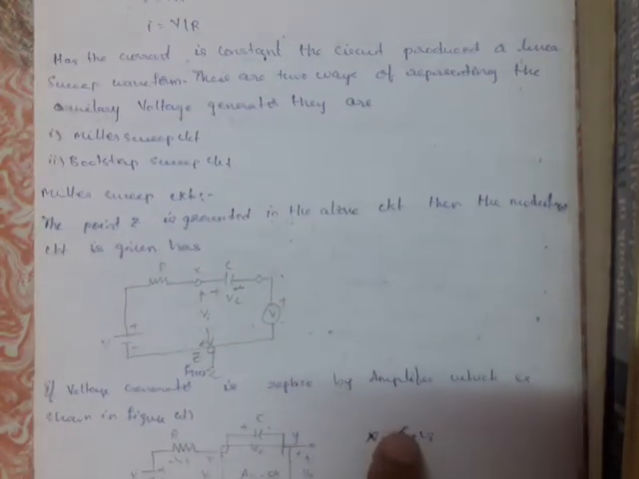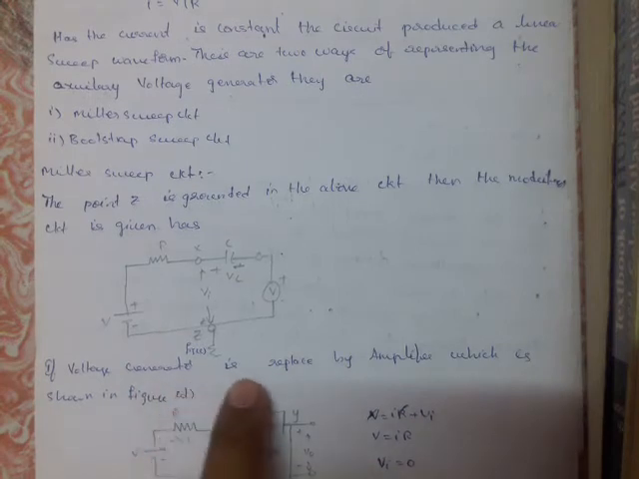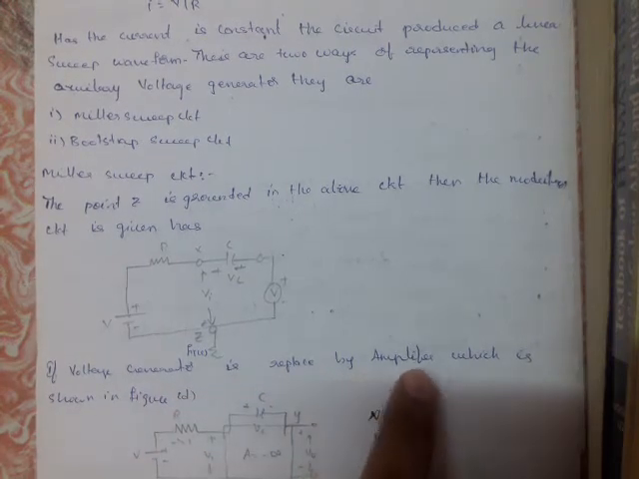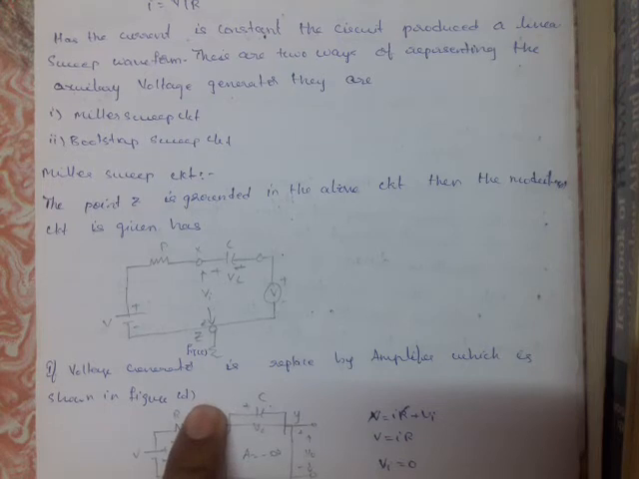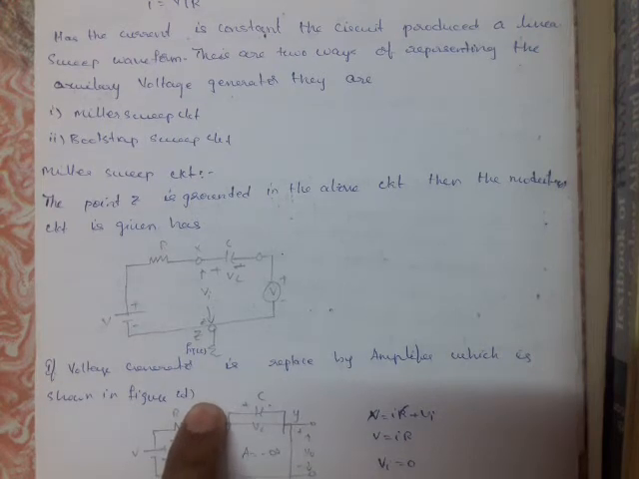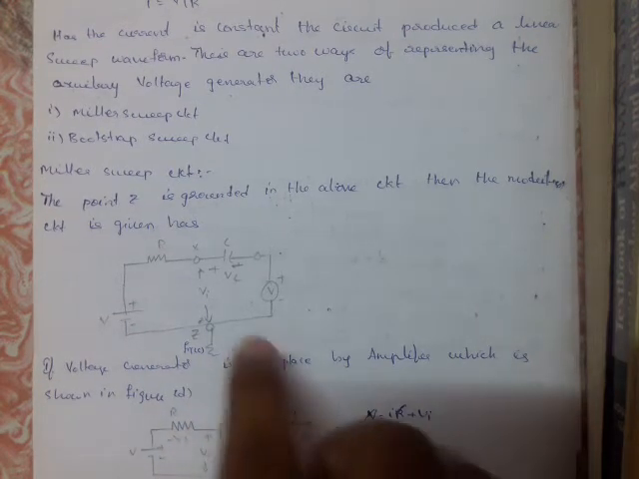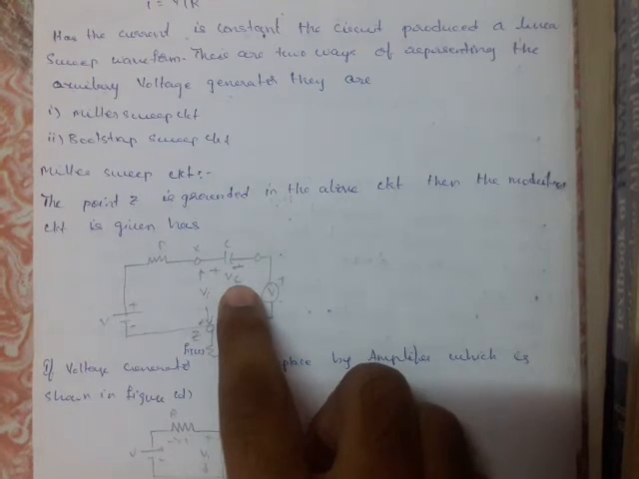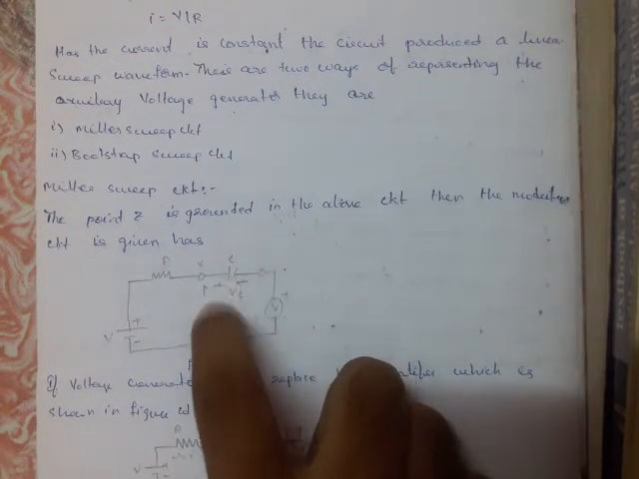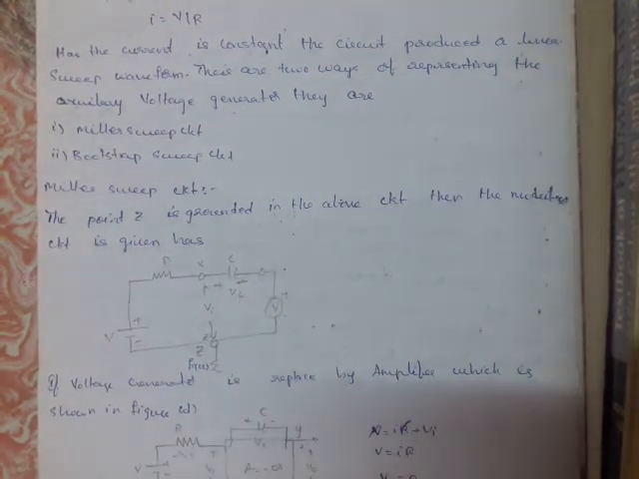Okay, and next thing is the voltage generator is replaced by the amplifier, which is shown in figure D. What is the voltage generator? Voltage generator means I am taking at the capacitor, that is VC. This total term will be replaced with the help of the amplifier. Which type of the amplifier I am taking? Voltage amplifier. In the voltage you have to consider the VC voltage.